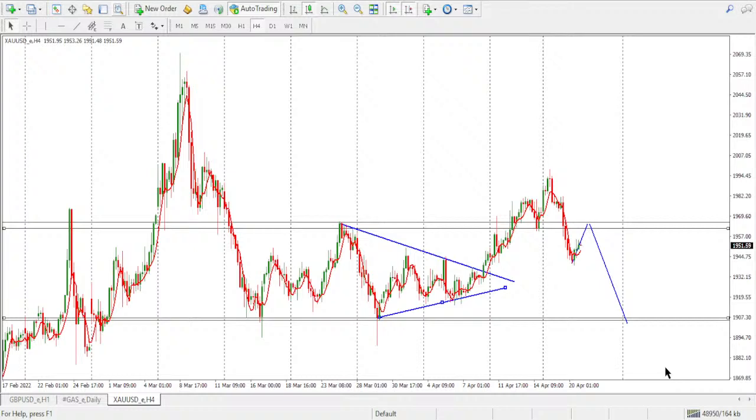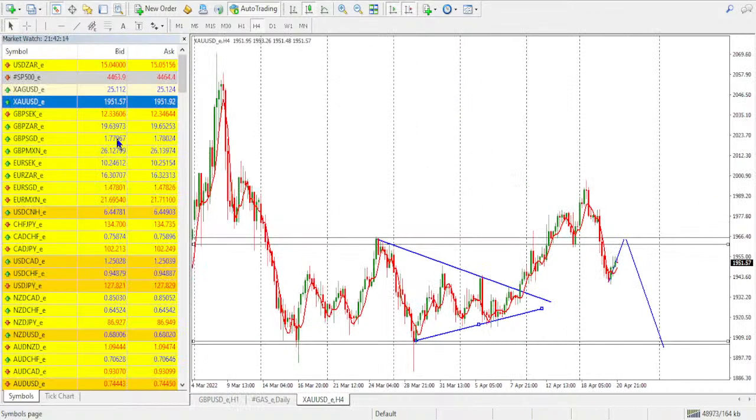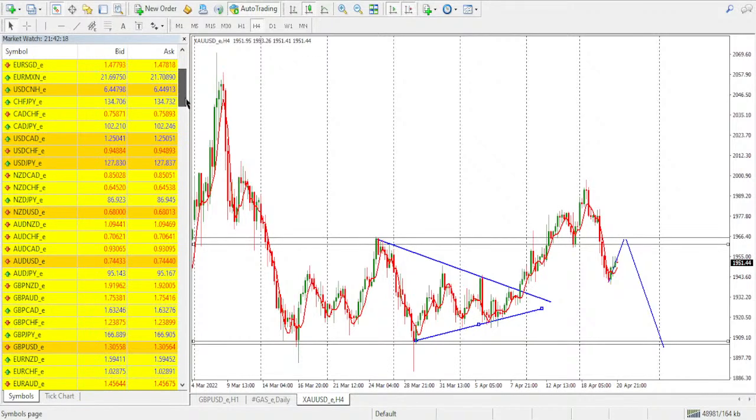The next chart which we are going to be looking at, I'd like us to look at just a second, where is it? I'd like us to look at GBP USD.